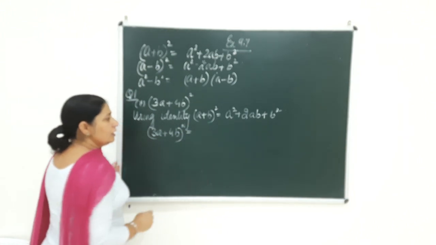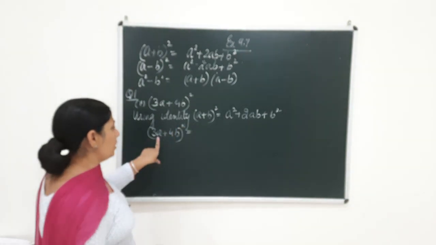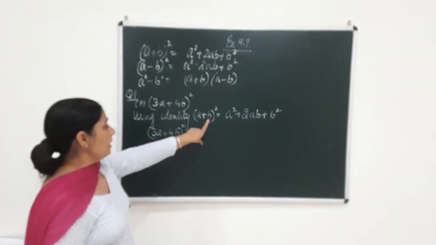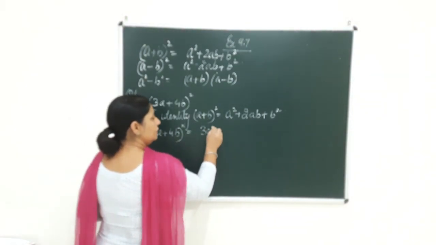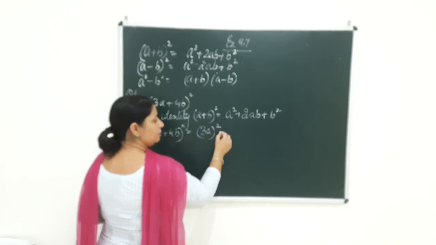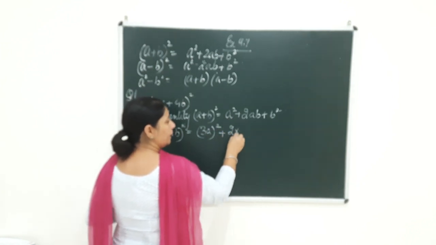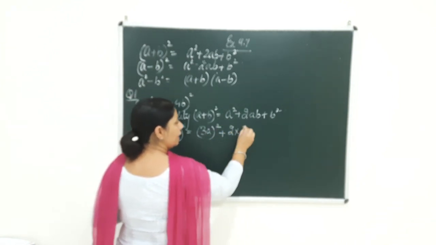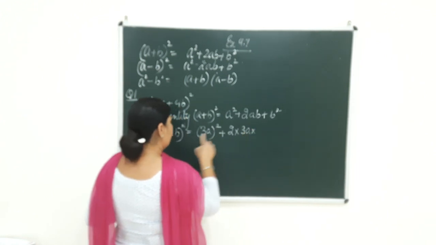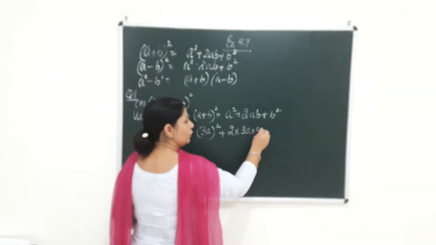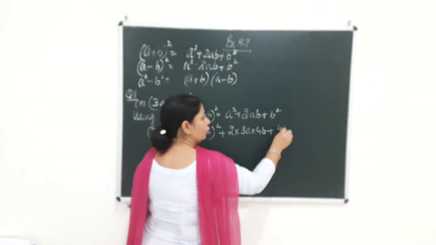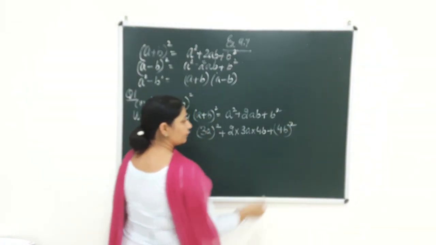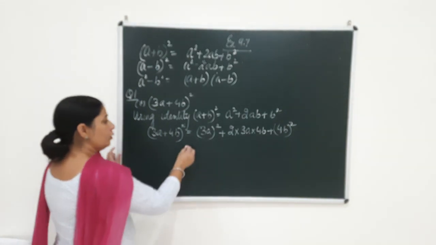Now see children, in place of a, I have got 3a here, and in place of b, I have got 4b here. So I will be saying (3a) the whole square, the first term, plus 2 multiplied by, in place of a, the first term which is 3a, and the second term which is 4b, plus the second term square which is (4b) the whole square. Clear? Now let us see what you get.